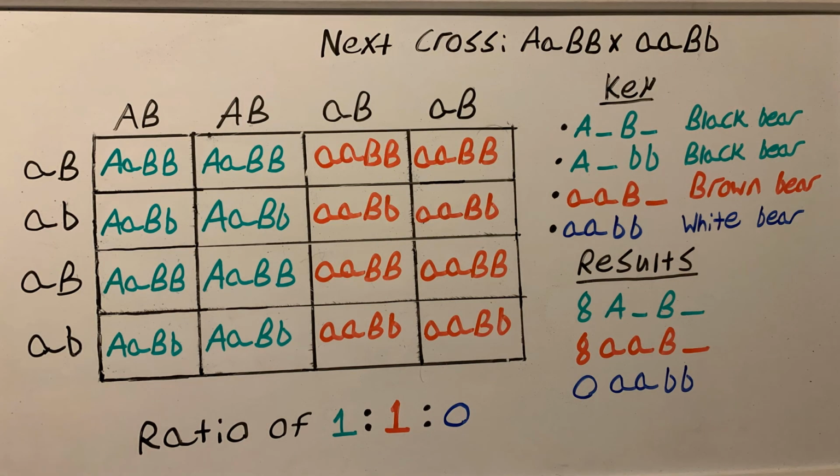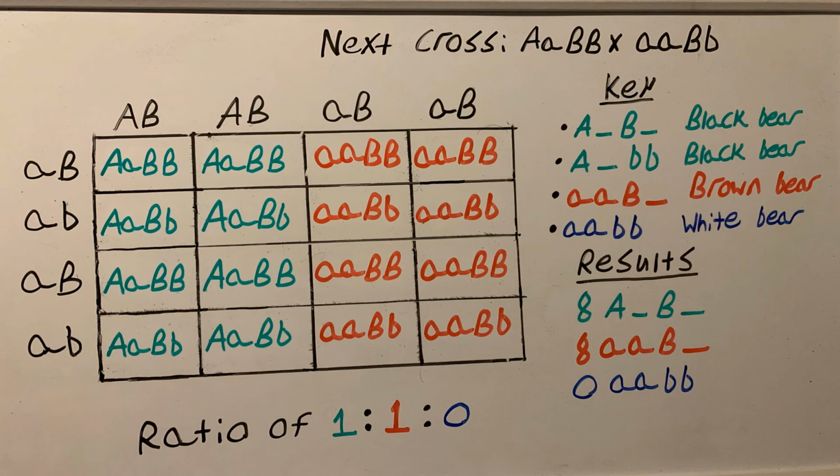This next cross is between a black bear, as the first individual has a dominant A, and a brown bear, as the second individual is homozygous recessive on the first locus, but has a dominant B allele on the second locus. When we work this cross out, we can see that black bears make up 8 out of the 16 possible phenotypes, as the dominant A allele affects half of the cross.